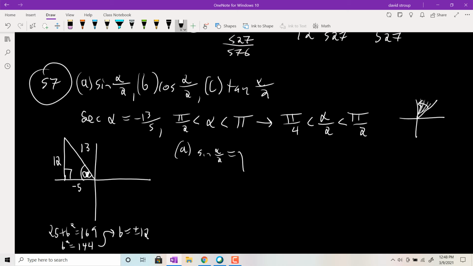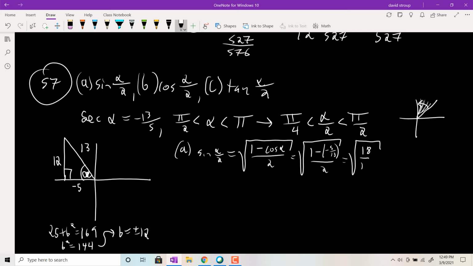Okay, so we're using this positive square root of 1 minus cosine of alpha all over 2. Okay. So cosine of alpha is, so cosine is adjacent over hypotenuse. So we're going negative 5 over 13 over 2. So this will be the square root of 13 over 13 plus 5 over 13 is 18 over 13 divided by 2, which is the same as multiplying by 1/2. So this will be the square root of 9 over 13, which is 3 over root 13. You don't have to rationalize the denominator. Let's leave it like that for me.